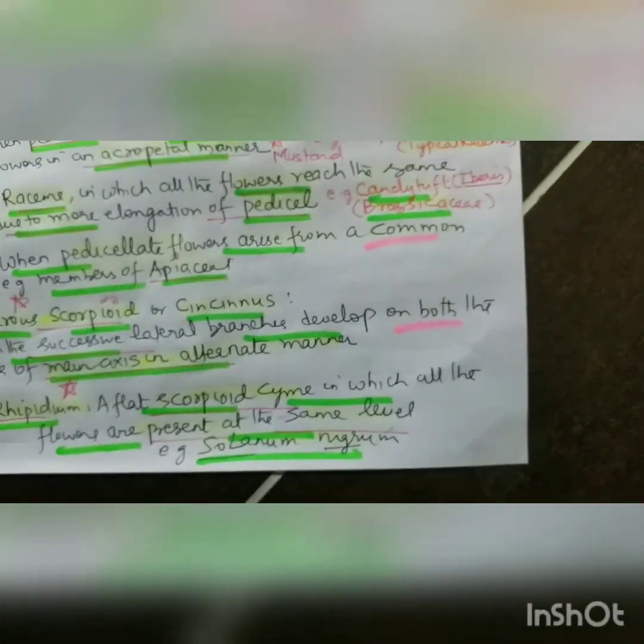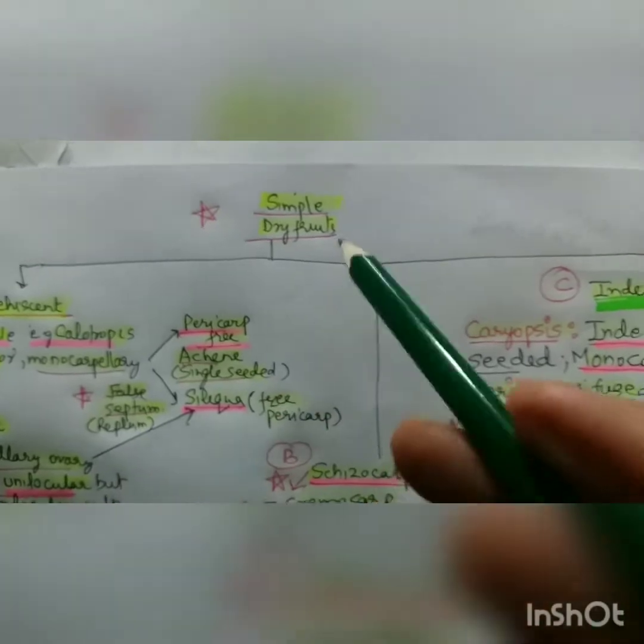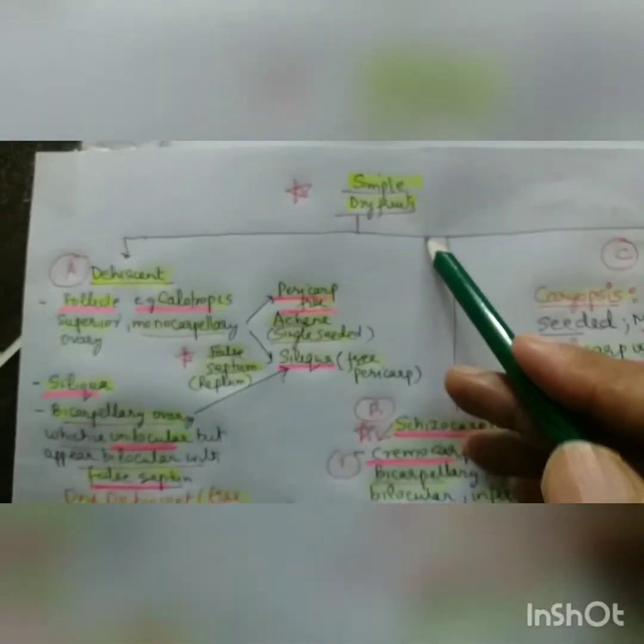So this finishes this one, and then I am coming to the types of fruits. One question will come on the types of fruits, that is, we first do the simple dry fruit. One by one I will do other fruits also.